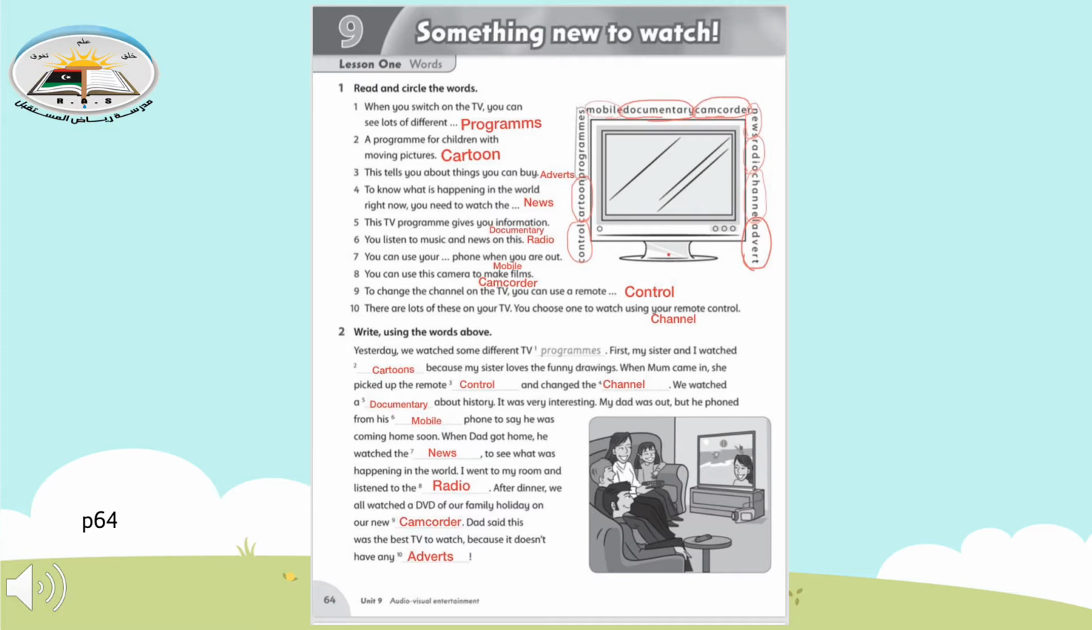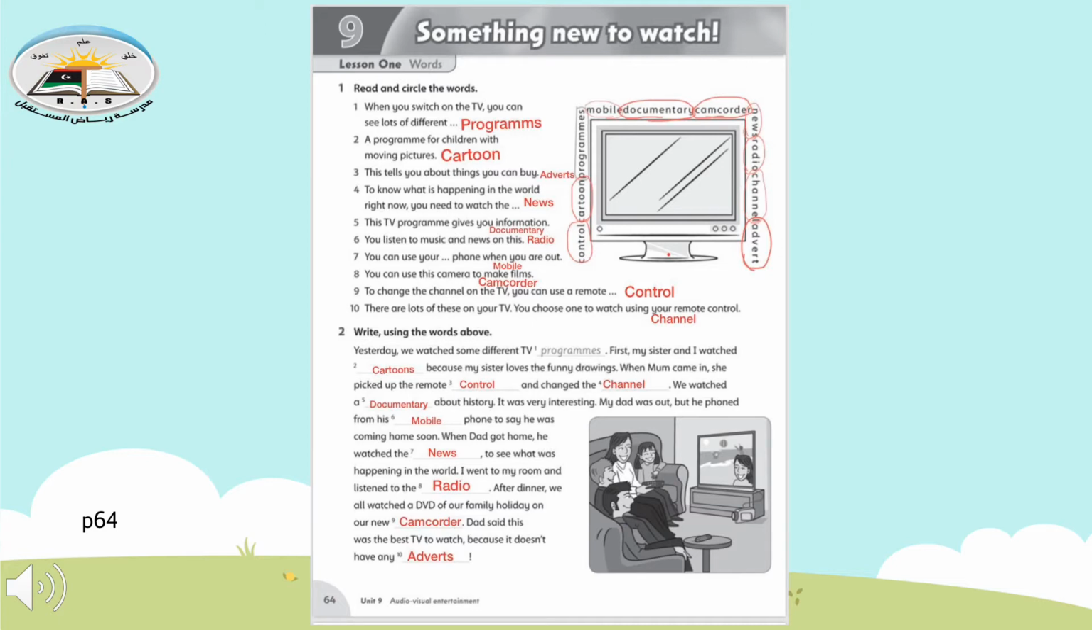Number 2, a program for children with moving pictures. The answer is cartoon. Number 3, this tells you about things you can buy. The answer is advert. Number 4, to know what's happening in the world right now, you need to watch. The answer is news. Number 5, this TV program gives you information. The answer is documentary.